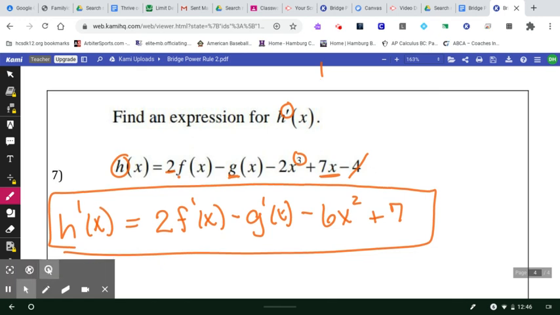So I think that's it for power rule number 2. Just take your time on that cleanup.